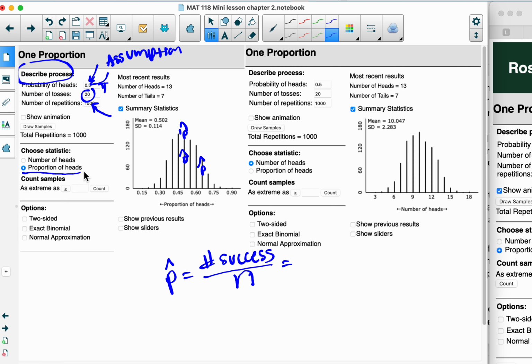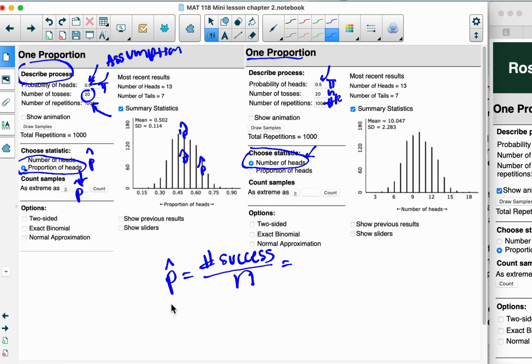If we're talking about a proportion of heads, or a p-hat, we would select proportion of heads, and then we would enter our actual observed p-hat in this box. The other way that we can enter data into the one proportion applet is, again, we would put our pi value here, our n value here, and our number of repetitions here. We can also enter the number of heads or the number of successes.